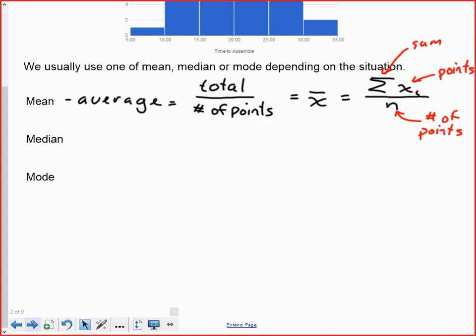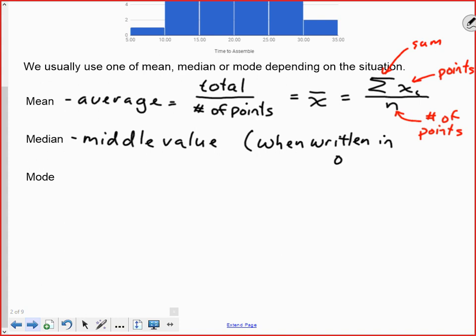The median is often referred to as the middle value. It's the middle value when they are written in order. So the first step to finding the median is, of course, to take your data points and write them in order from smallest to largest. And the mode is the value that occurs most often.